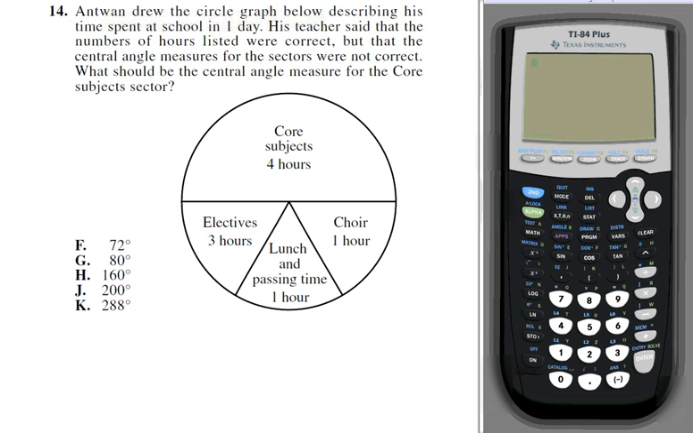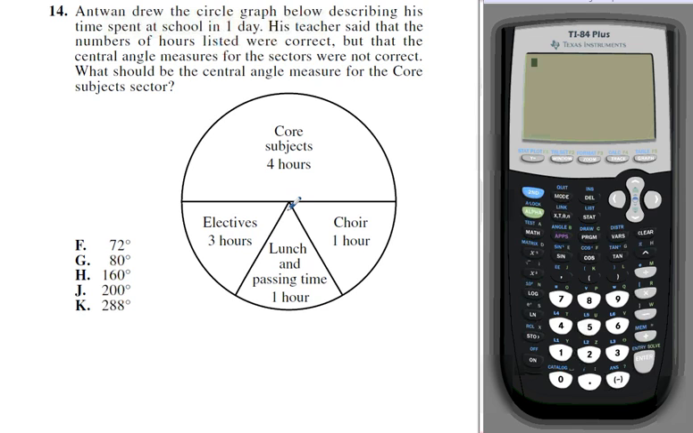Okay, Antoine drew the circle graph below describing the time he spent in school one day. His teacher said that the number of hours listed were correct, but that the central angle measures for the sectors were not correct. What should be the central angle measure for the core subject sector? Well, currently, that's half the circle, which is 180 degrees. And we got to figure out what it should be.